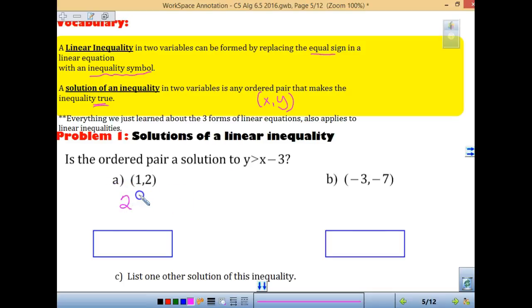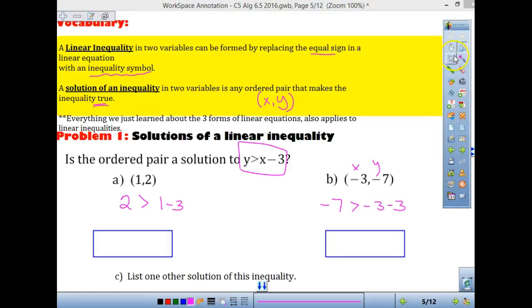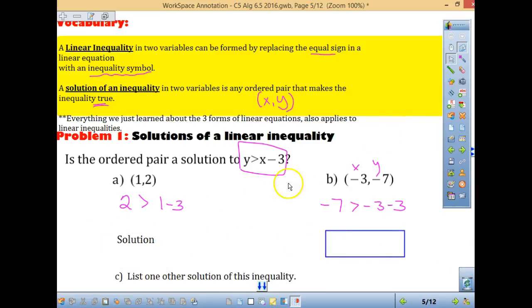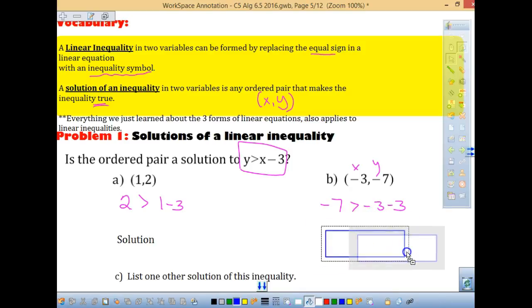Is 2 greater than 1 minus 3? And over here, again, we're looking at our x and y, and we're going back to this equation. And I want you to tell me, yes, it's true, or no, it's not. Okay? If I am looking at the first one, Abby, true or false? True. 2 is greater than, if we are looking at it, -2. The next one over here, Devin, what'd you find out? -7? True or false?